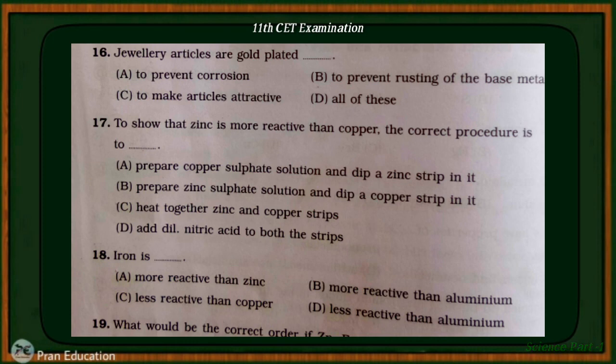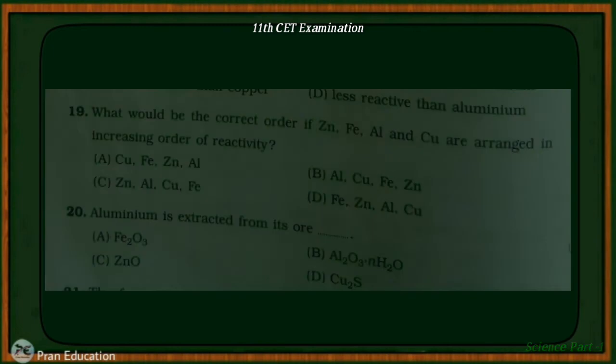18th. Iron is dash. Options: A. More reactive than zinc, B. More reactive than aluminium, C. Less reactive than copper, D. Less reactive than aluminium. The correct option is option D. Less reactive than aluminium.